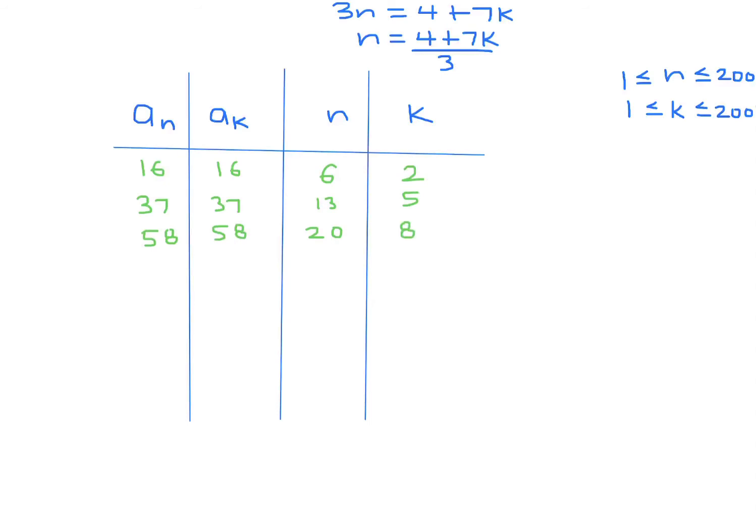Now we need to find more values for n and k to see if we can get some sort of pattern. If I keep going like this, using this formula, I'll get 27 for n and 11 for k. And when I do that, my term will be 79.